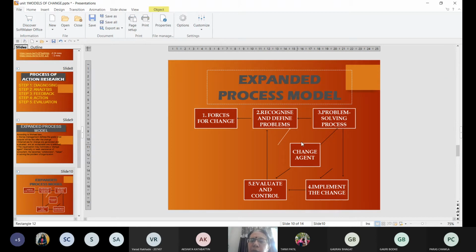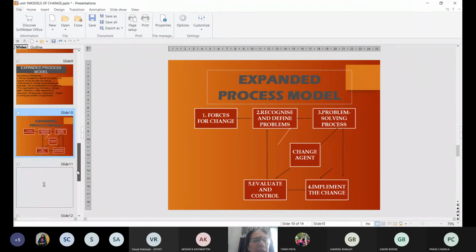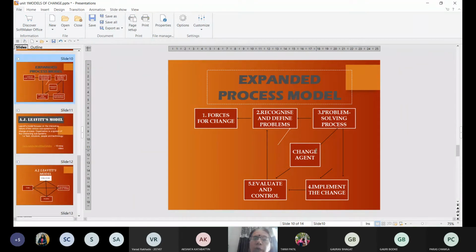And for doing all this, you have a change agent. So this change agent can be you, that is the HR manager. It can be the CEO, it can be the chairman, it can be the departmental head, it can be an external consultant who has been appointed by the organization for carrying out change in the organization. So this is your third model, expanded process model.